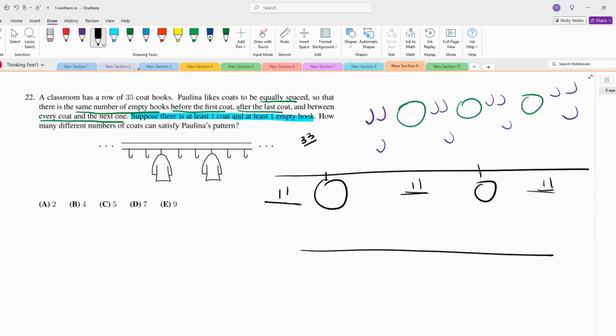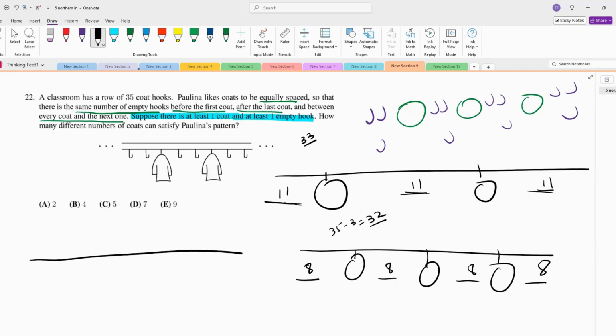Now let's make up another scenario. Let's consider 3 coats hanging. So I got 1, 2, 3. So 35 minus 3 is 32 hooks remaining. And how many gaps do I have? 1, 2, 3, 4. Notice that the number of gaps is 1 more than the number of coats, right? So 32 divided by 4 becomes 8, and I can satisfy Paulina's criteria again.